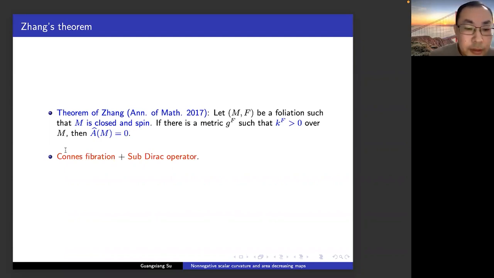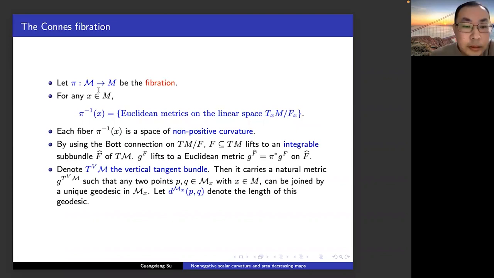In Zhang's proof, he used the Connes fibration and the sub-Dirac operator. So we recall the Connes fibration. For any x in M, the fiber is the Euclidean metric on the linear space, the transversal space, and each fiber is a space of non-positive curvature. Using the Bott connection on the transversal bundle, the foliation lifts to an integrable subbundle F hat of TM, and the metric lifts to a Euclidean metric on the lifted foliation.